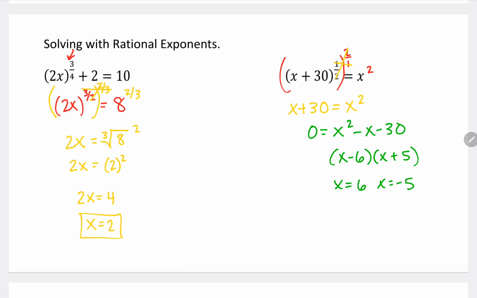Because we had x's on both sides of the equal sign, we do need to check for extraneous solutions here. So if I plug in 6 on the left side, I get the square root of 36, or 36 to the 1/2 power. That means the same thing, which is 6. So that is a solution that works. When I plug in -5 to both sides, I get the square root of 25 equals -5. Well, the square root of 25 is 5. So that would be an extraneous solution.